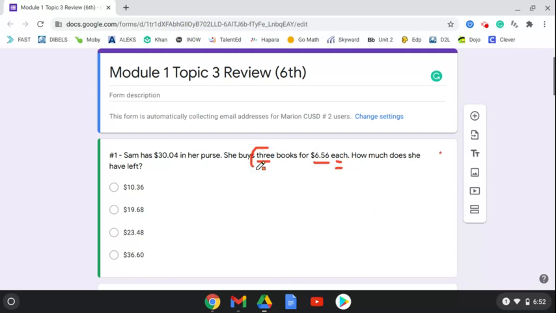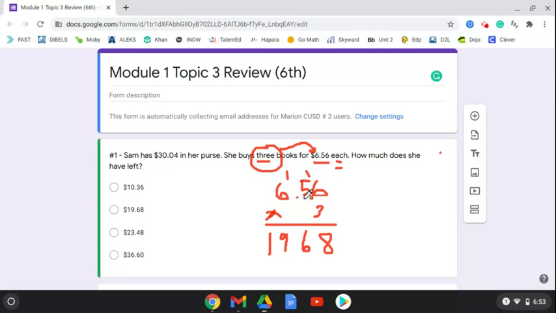So because she buys 3 books and they each cost this amount, first figure out how much the books are. So $6.56 times 3 because she bought 3 books. Okay, so multiply decimals here. 3 times 6, that's 18. 3 times 5 is 15. 15 plus 1 is 16. 3 times 6 is 18. 18 plus 1 is 19.